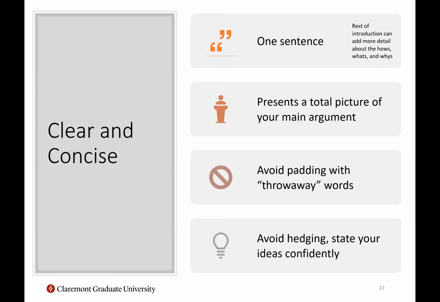And as I mentioned, avoid hedging. This can be something we do, especially if you're not confident in your arguments, you're not sure if you're on the right track. There's this "I hope to argue," "I try to show," but really just be confident. State that "I argue that" statement, just hold on to that and be clear and to the point in what you're arguing.